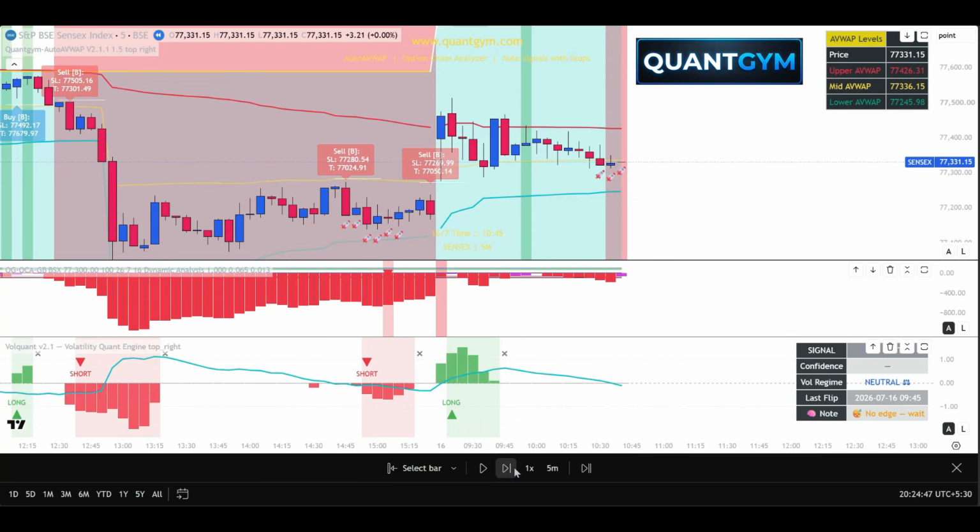Let us proceed. No trade till here because this is bearish, no signal here. We are neither above the upper AVWAP nor below the lower AVWAP. Let us proceed.